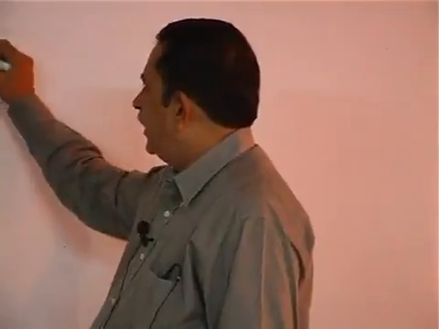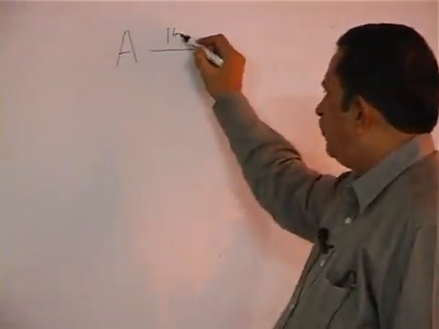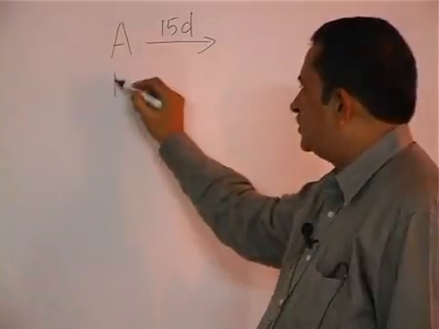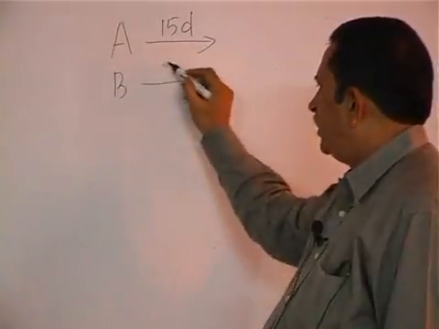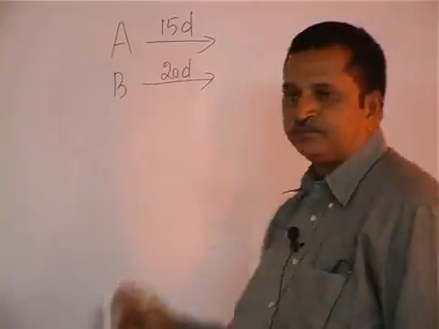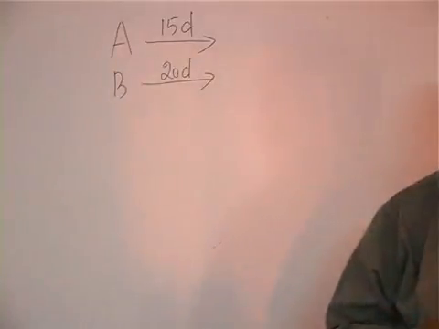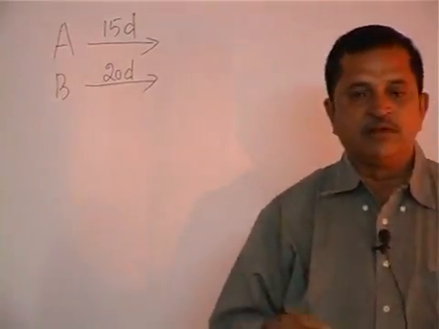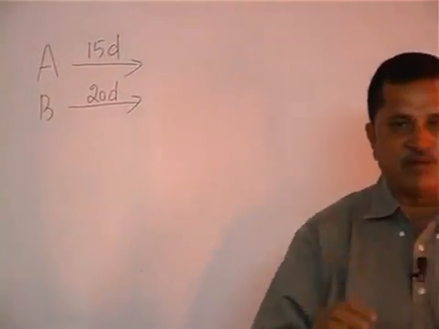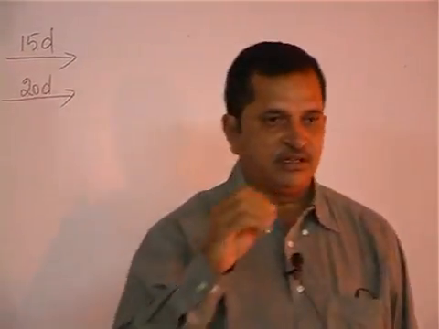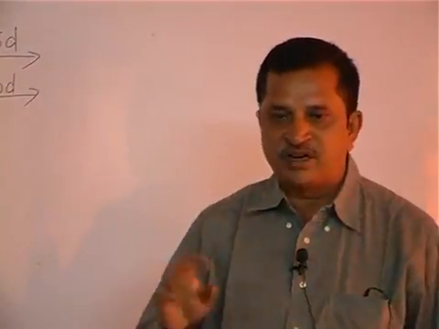How long will B take to complete the remaining work? What is the primary data that is available? A can do a piece of work in 15 days and B in 20 days. This is the fundamental data. Once this data is available, you check whether you can find the LCM or not, whether you can divide the work into units or not.